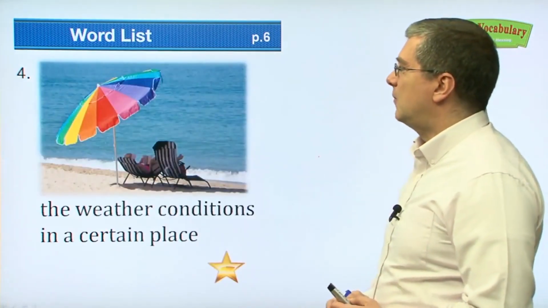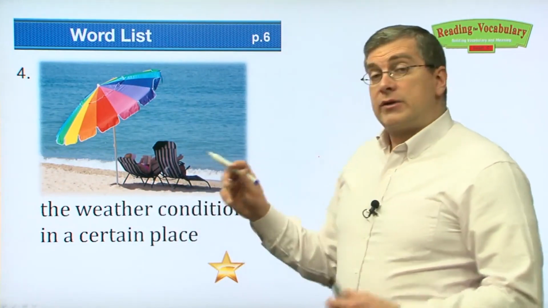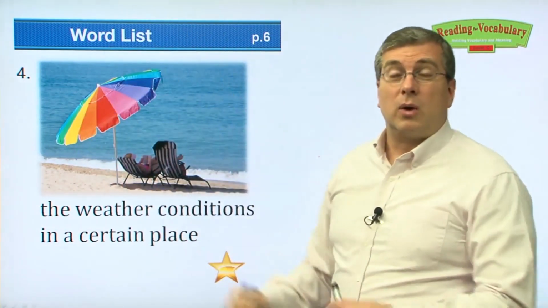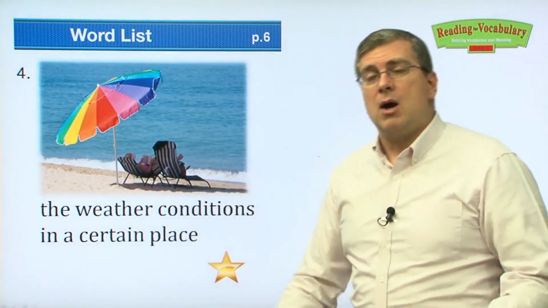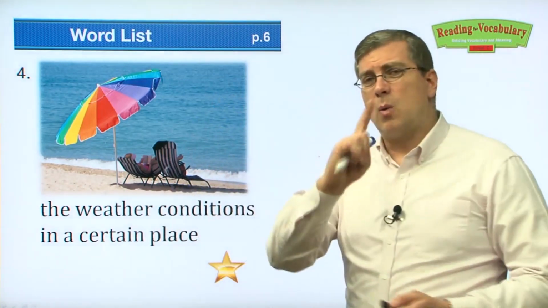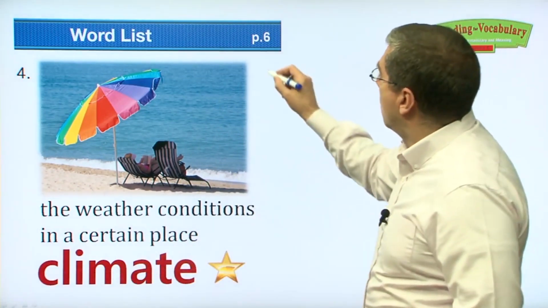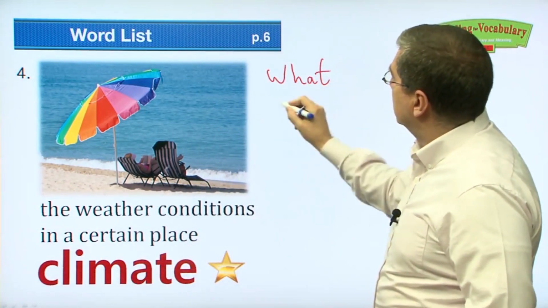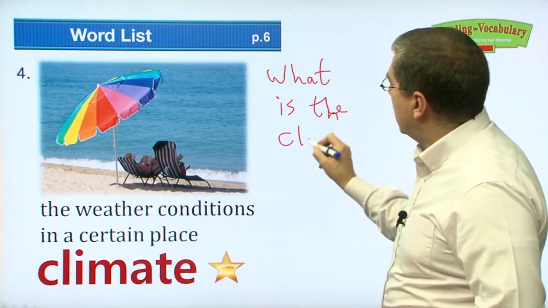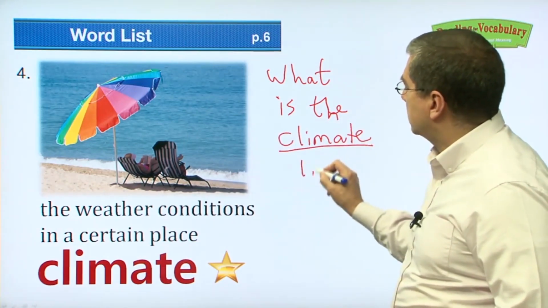Okay. 4. The weather conditions in a certain place. So if you're talking about the weather conditions, it's hot and sunny or it's cold and snowy. How do we describe those conditions with one word? We say, what is the climate like? What is the climate like?